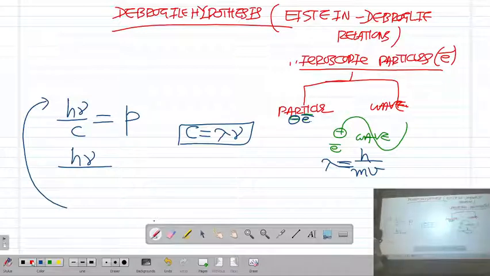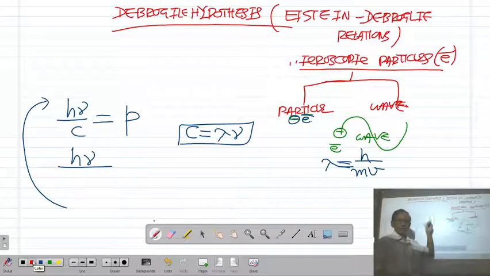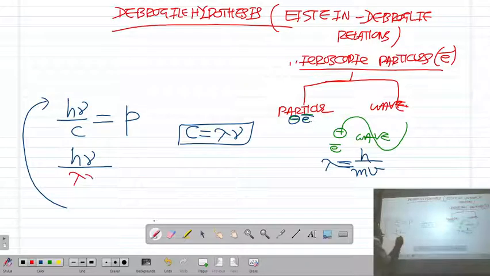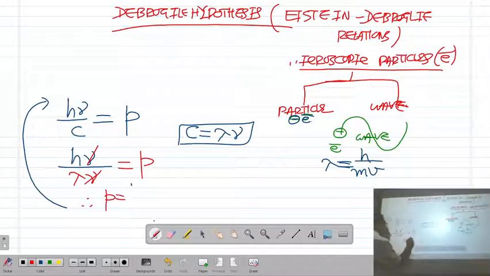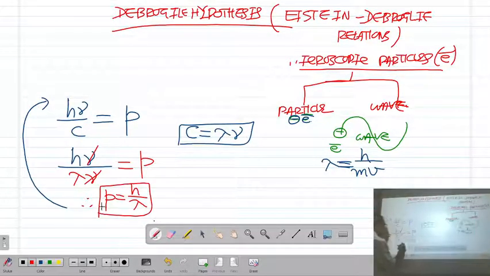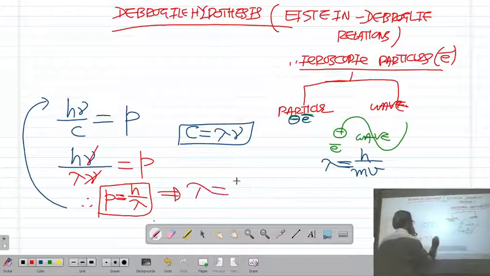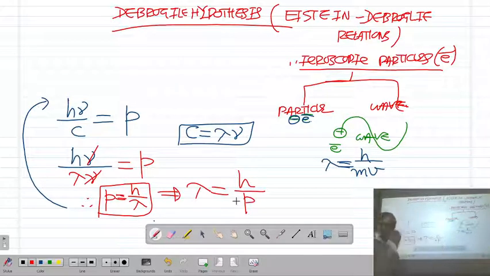Now let us put c is equal to lambda nu, so h nu upon lambda nu is equal to p. The frequency cancels, and therefore we get p is equal to h upon lambda. From p is equal to h upon lambda, you can write the de Broglie wavelength lambda is equal to h upon p. This is a well-known equation, and this wavelength is called the de Broglie wavelength.